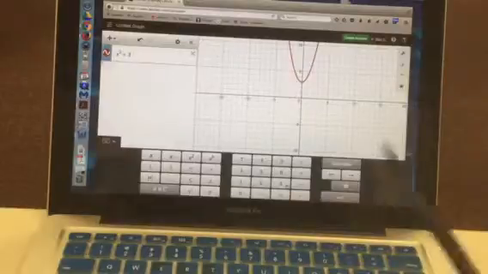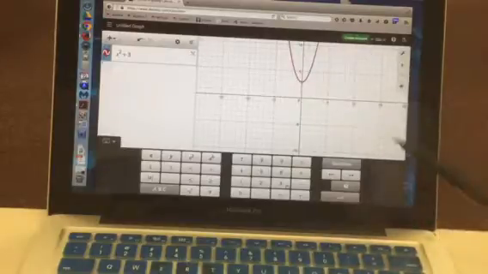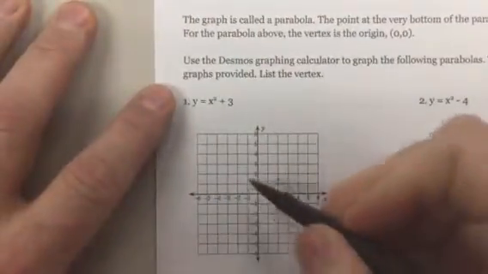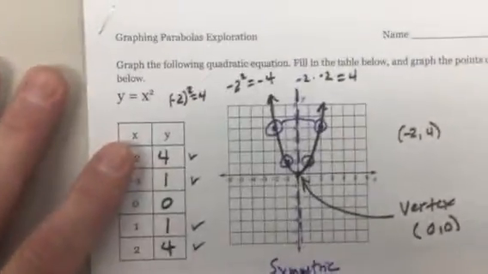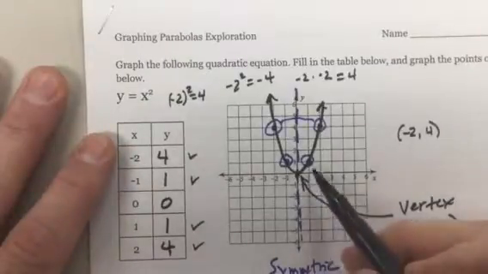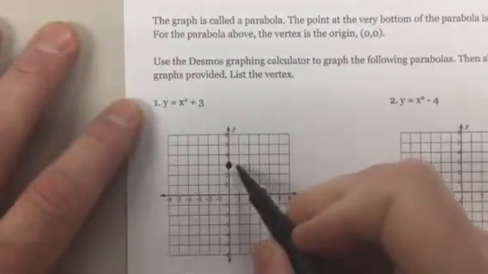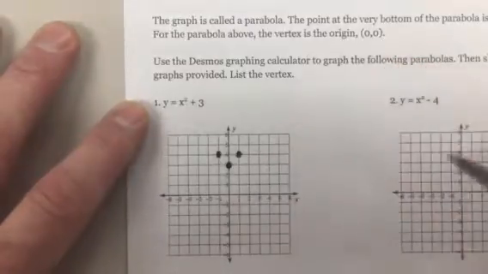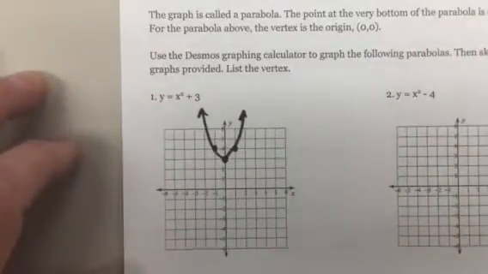So notice the vertex is at 0, 3, and then the parabola goes up on each side. So what I want you to do on your paper then is draw in the vertex at 0, 3. And then, if you remember back to our first parabola, from the vertex we went over 1, up 1, and that was a point. Well, that's the same thing that happens on this one. Go over 1, up 1, and that's a point. Then you go back 1, up 1, that's another point. There's our parabola. And that's all you have to do to graph it.